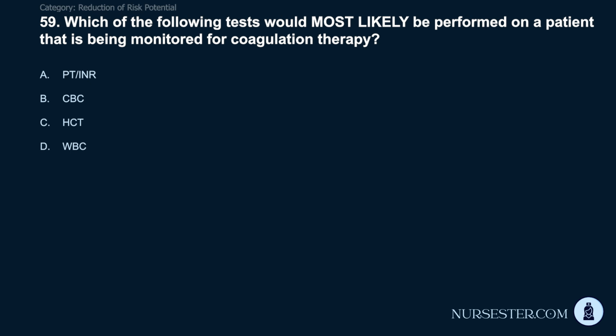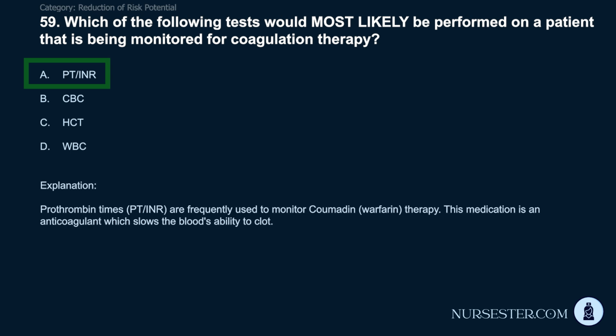59. Which of the following tests would most likely be performed on a patient that is being monitored for coagulation therapy? A. PT/INR. B. CBC. C. HCT. D. WBC. Correct answer: PT/INR. Prothrombin times, PT/INR, are frequently used to monitor Coumadin, warfarin, therapy. This medication is an anticoagulant which slows the blood's ability to clot.